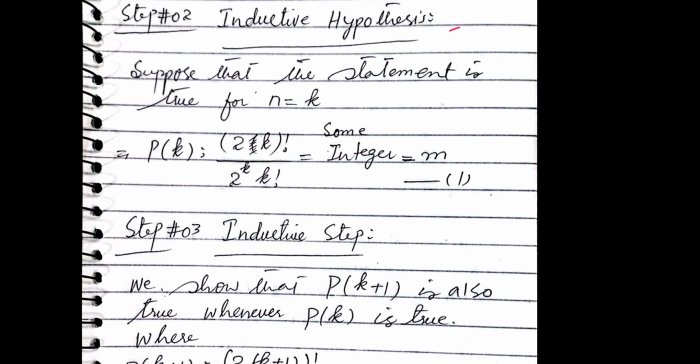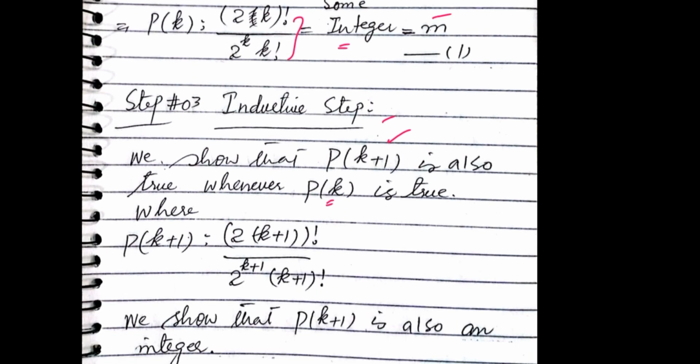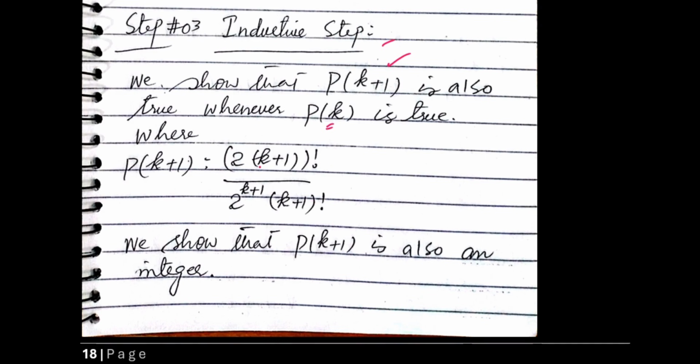Inductive step. Suppose the statement is true for n is equal to k. That is, by replacing n is equal to k in the given expression, we have 2 into k factorial over 2 raised to power k into k factorial. We suppose this fraction is equal to some integer and say this integer is m. Inductive step. We show that the statement is true for n is equal to k plus 1 whenever statement is true for n is equal to k. In other words, we will show this number 2 into k plus 1 whole factorial over 2 raised to power k plus 1 into k plus 1 factorial is an integer.